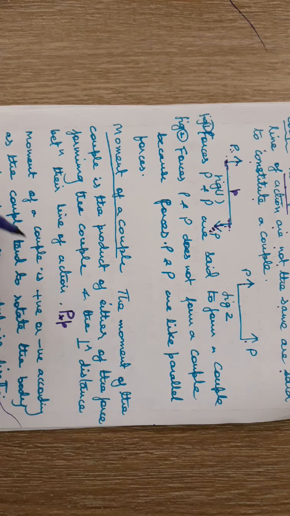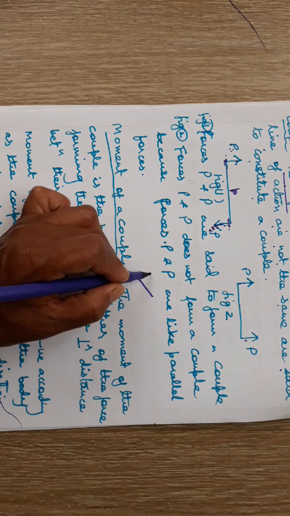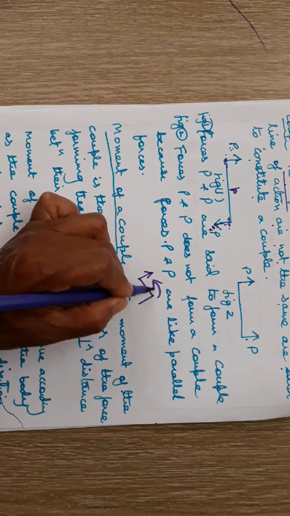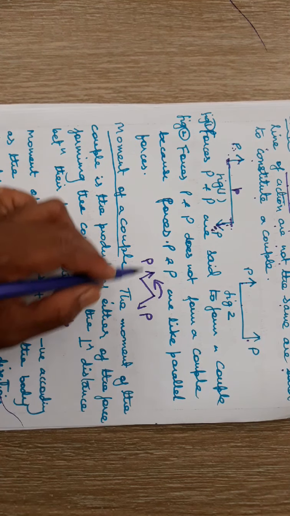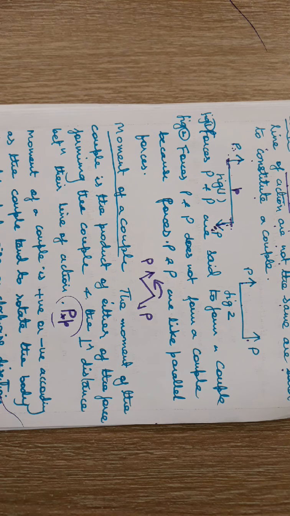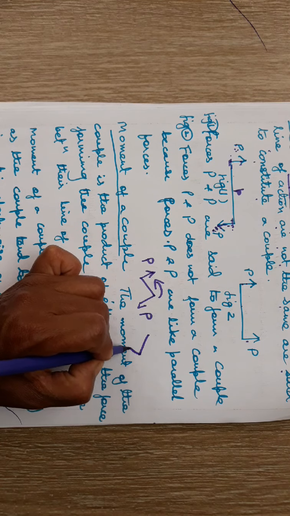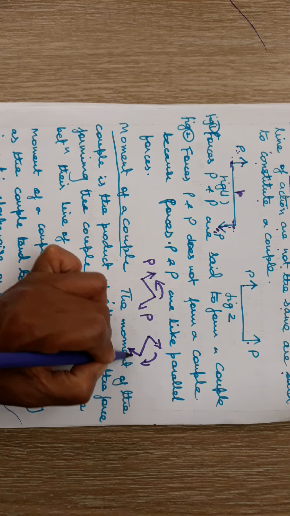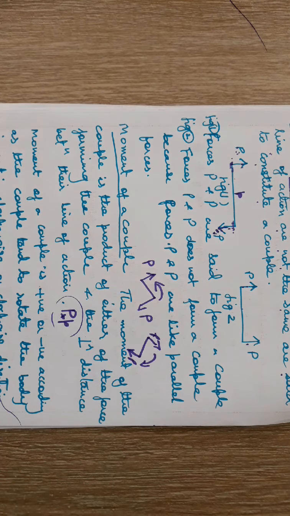This moment of a couple is either positive or negative, depending on whether the couple rotates clockwise or anti-clockwise. If the forces P and P forming the couple rotate in this anti-clockwise direction, the moment of the couple, that is P into small p, is positive. But if it is rotating in the clockwise direction, it is said to be negative. So the moment of a couple is positive or negative as the couple tends to rotate the body in the anti-clockwise or clockwise direction.